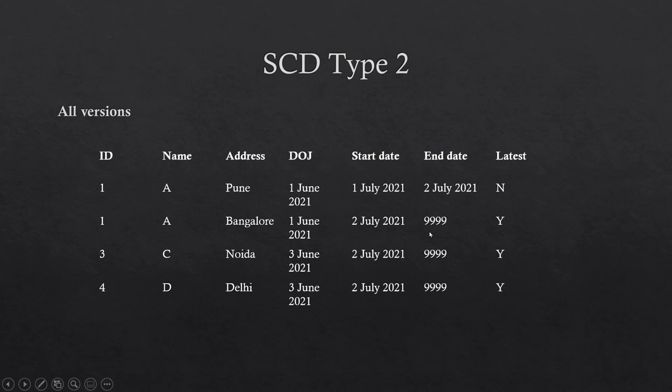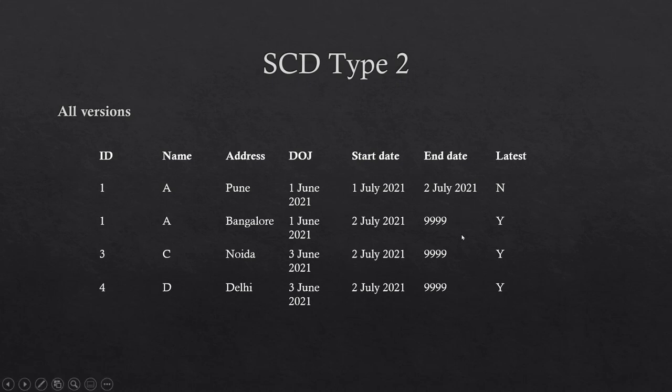So what this date tells me is what was the time when this version, the first version, was active. So if you see, start date is 1st of July, because when we did the ELT on the first day, on 1st of July, the record came in as Pune. So my start date was 1st of July, and at that time my end date should actually be 9999, meaning the record is still active in the system, there is no other version.